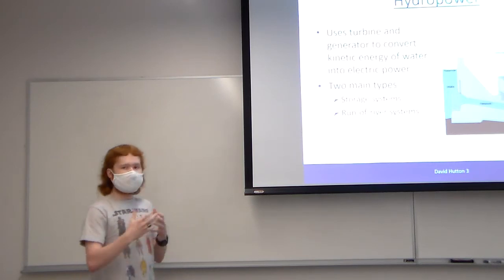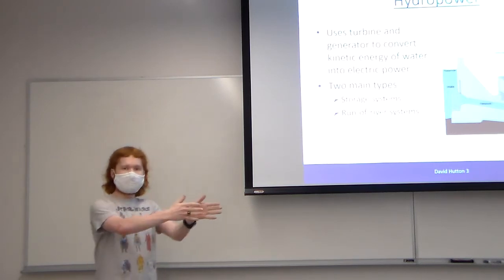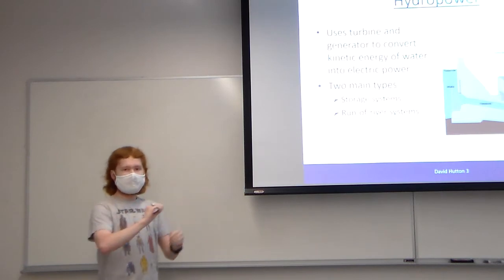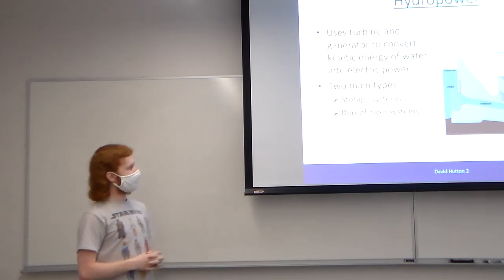In the other version, you set it up next to a river, and you divert some of that river water off to the side, and you run it past that turbine and accomplish the same result.